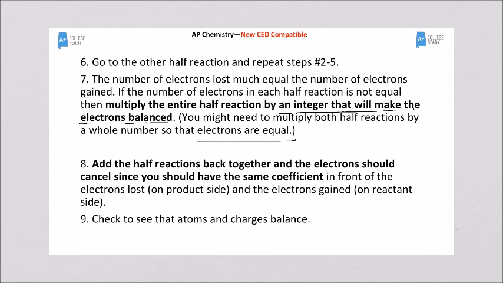Now, once the electrons in both half reactions are equal, we can add them back together. The electrons will be on the reactant side in one half reaction and on the product side in the other. So when we add those, they will cancel out, and they must cancel out. Okay, and then you can double check at the end to make sure everything actually is balanced.